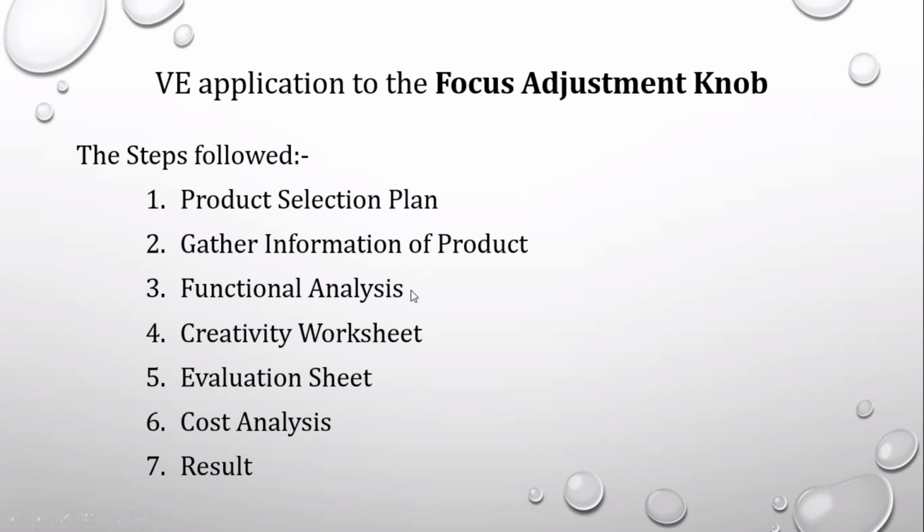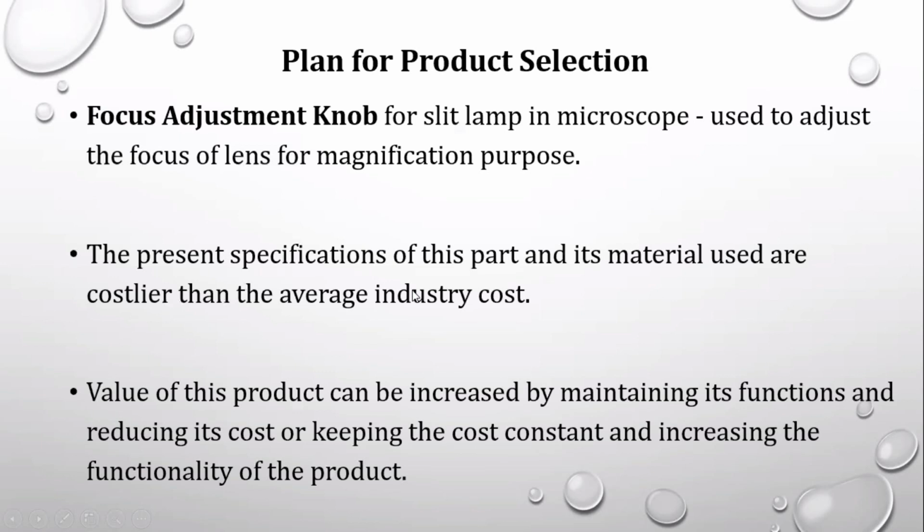Okay, right. So the product plan for the product selection: a focus adjustment knob of a slit lamp microscope, used to adjust the focus of the lens for magnification purpose. The present specification of this part and its material used are costlier than the average industry cost. So the value of this product can be increased by maintaining its functions and reducing its cost, or keeping the cost constant and increasing the functionality of the product.